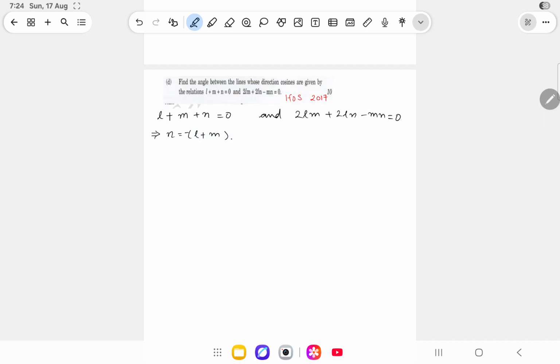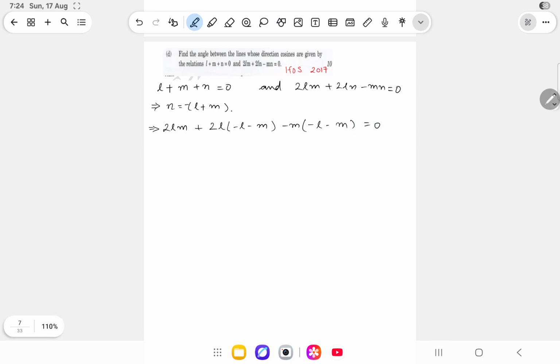If we put this value of N here, we'll get 2LM plus 2L minus L minus M into minus L minus M, which is equivalent to 0. If we simplify it, we'll get 2LM minus 2L square minus 2LM plus ML plus M square equals 0. This term balances out this one, so we are left with 2L square minus ML minus M square equals 0.